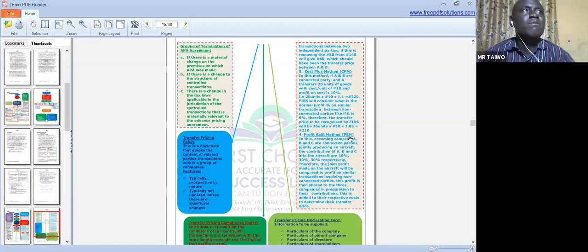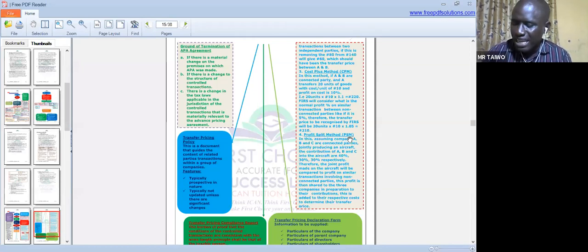This method is looking at, assuming the product they are producing is an aircraft, and the three divisions of the same organization are producing the aircraft. Maybe division A, division B, and division C. Division A is producing the engine of that aircraft. Division B is producing the body. And division C is producing the seat. Let's assume that this aircraft is produced jointly by the three divisions.